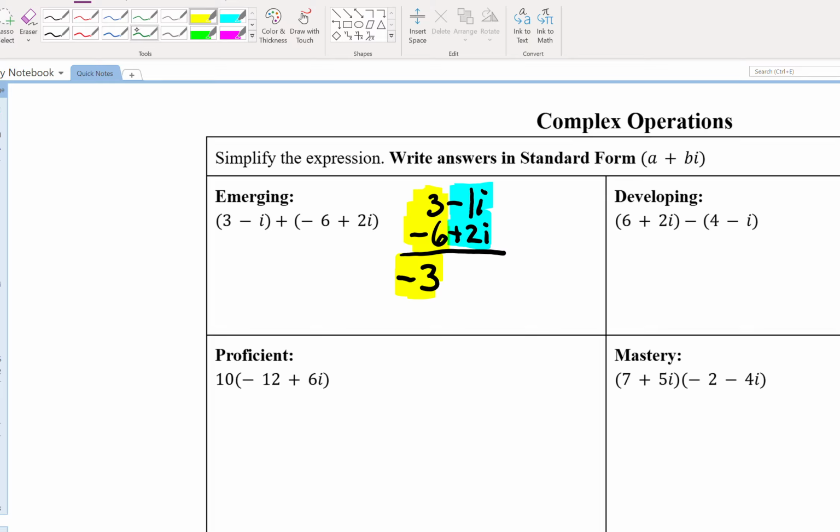And then you've got plus 2i and minus 1i, or vice versa. It might be easier for you to write the bigger number first. So if I've got 2 minus 1, that would be 1. So I've got plus 1i. And again, most of the time, I'm not going to write that 1, so I'm just going to write plus i. And that is the imaginary part. Now, you cannot combine your real and your imaginary parts, and so you get to this point, you're done.